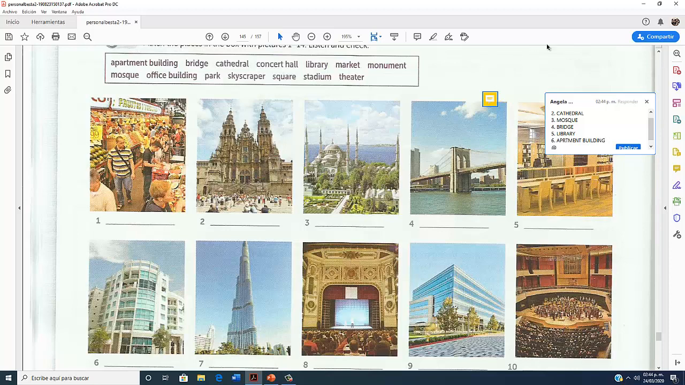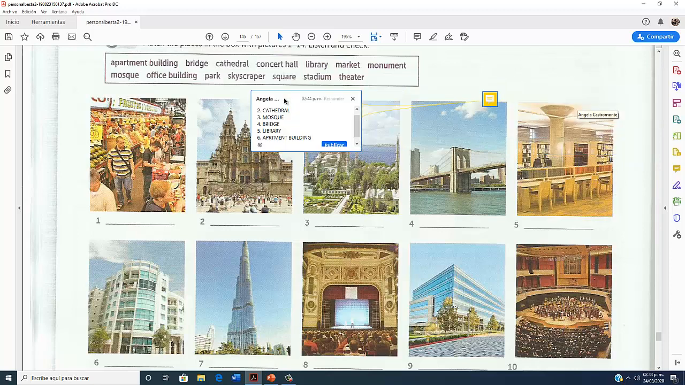Apartment building. Okay, I'm gonna write it here. I'm gonna put it here so that you can see better. Apartment building. Number seven, skyscraper. El rascacielos, skyscraper. Number eight. What is that? Number eight. Apartment building, mosque, bridge, cathedral, monument, stadium, theater.